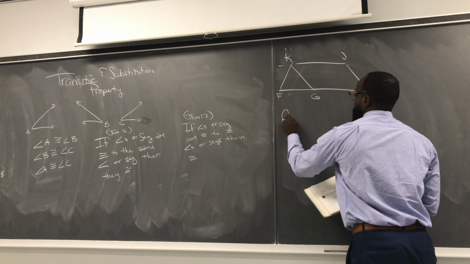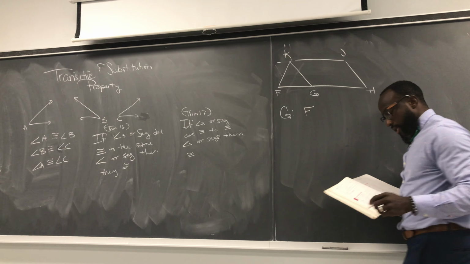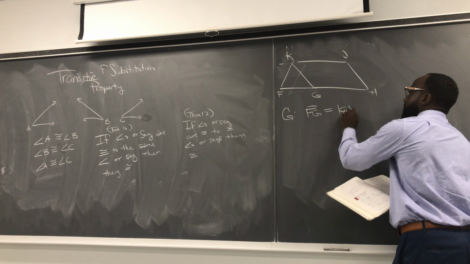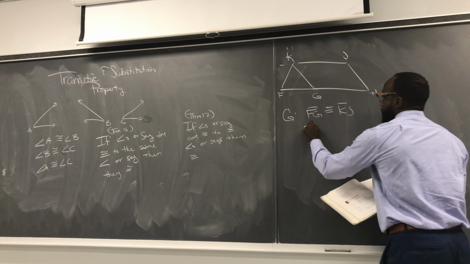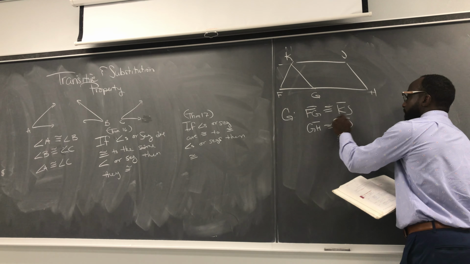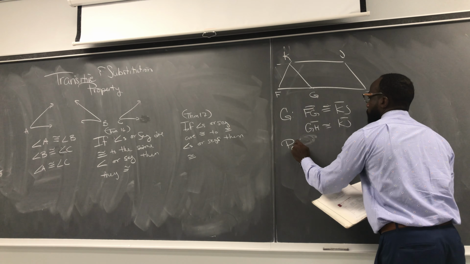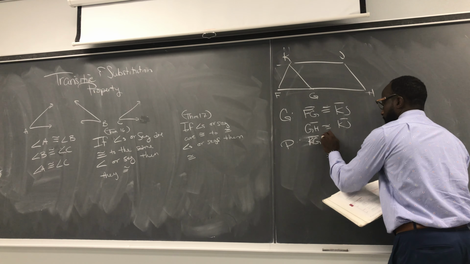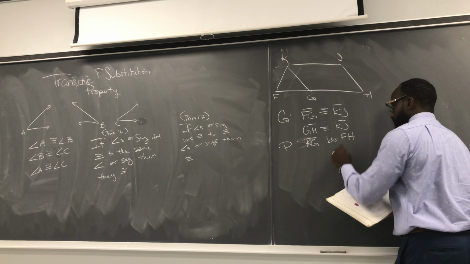Here are our givens. Remember, we write out our proof set for practice. Segment FG is going to be congruent to KJ, no matter what it looks like right now. And GH is congruent to segment KJ. You have to prove that KG bisects FH. Okay?